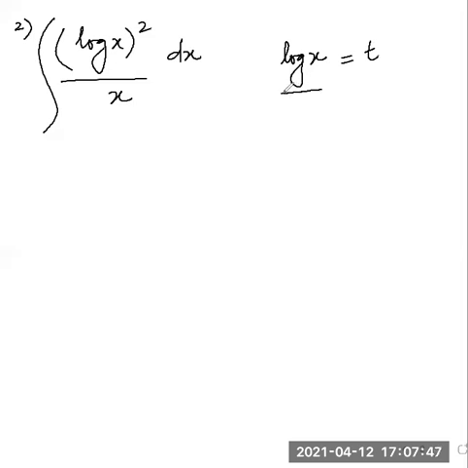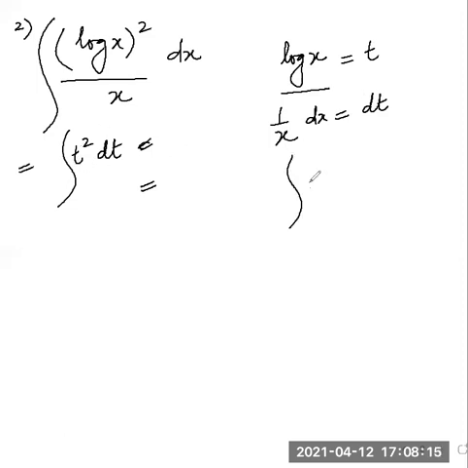Obviously, the differentiation of log x is 1 by x, so 1 by x dx would be equal to dt. So this entire dx by x can be considered equal to dt. So this becomes t squared dt. Very simple, right? What is the integral of t squared dt? We know this formula: t cube by 3 plus c. Done it. Beautiful. That's great.